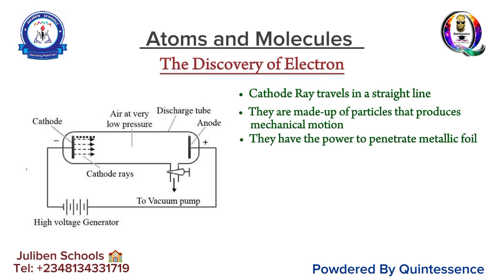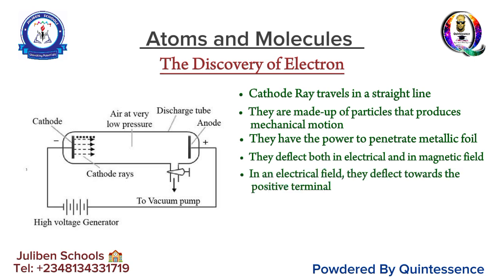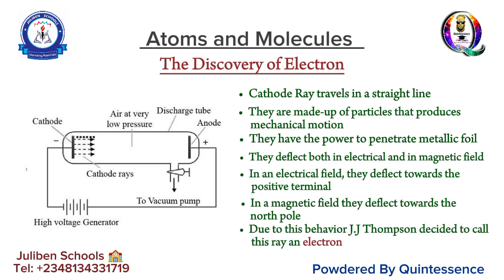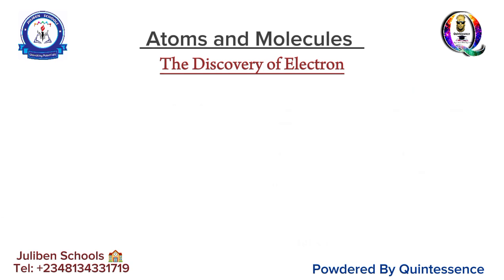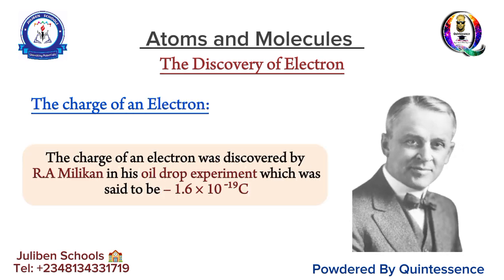They have the power to penetrate metallic foils. They deflect in both electric and magnetic fields. In an electric field, they deflect towards the positive terminal because they are negatively charged, while in a magnetic field, they deflect towards the north pole. And due to this behavior, J.J. Thomson decided to call this ray an electron. And of course, when he named it an electron, the charge was the next thing to be discovered. The charge was discovered by R.A. Millikan in his oil drop experiment, through one of the formulas postulated by J.J. Thomson, which is the charge per mass of an electron.